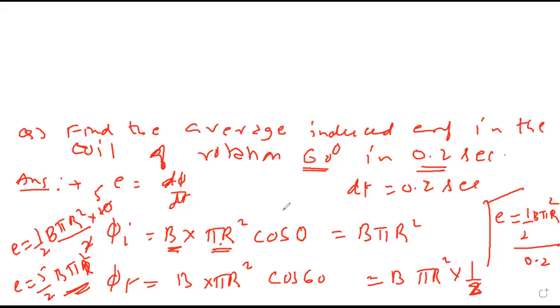Done, sir. Now suppose this problem they extend further. Find the induced current when resistance is given as small r. Then what will be the induced current? EMF upon r. So that will become 5 by 2 pi r square B upon the resistance.